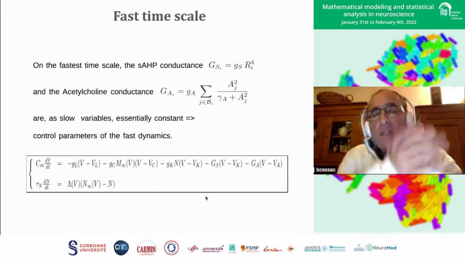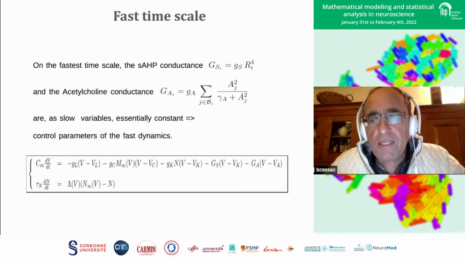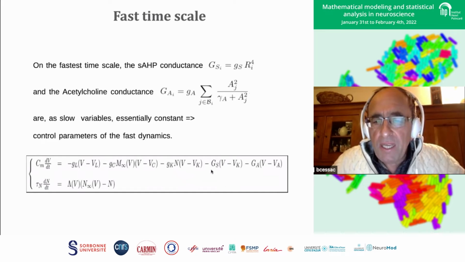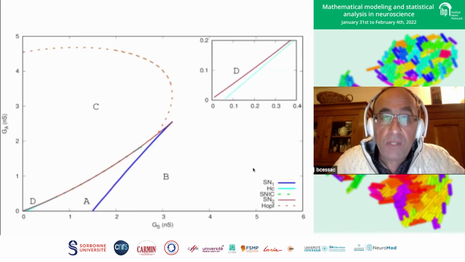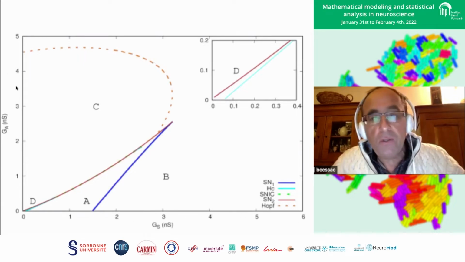Okay, so now to make the dynamical system analysis, I'm going to do something that many of you know. I'm going to consider that I have first the fast dynamics, and I'm going to consider that the sAHP conductance and the acetylcholine conductance are slow. So even more, for the moment, I'm going to consider them as constant, and later they will vary slowly in time. So this means that in my equation, I have here a parameter which is the sAHP conductance, and here the acetylcholine conductance. And from that, you can make a two-dimensional bifurcation diagram where on the abscissa you have G_S, the sAHP conductance, and G_A, the acetylcholine conductance.